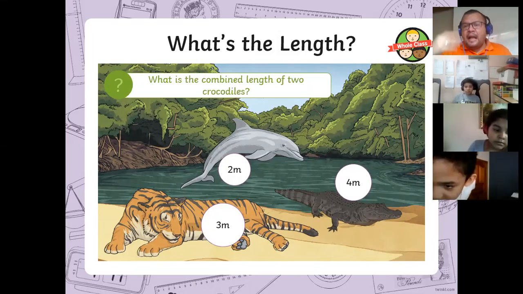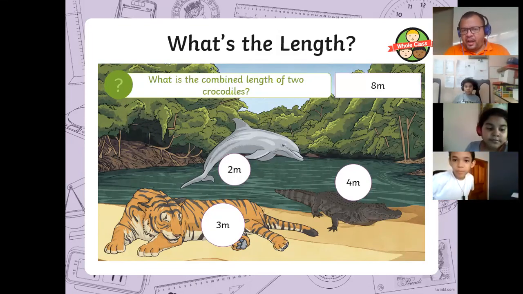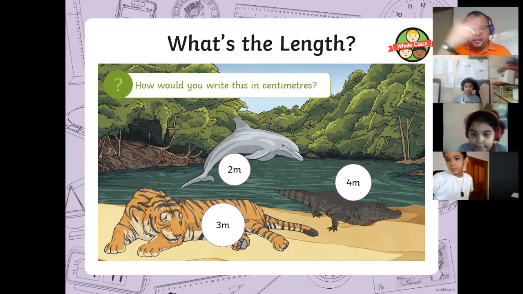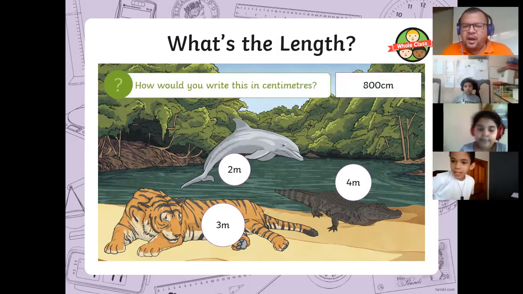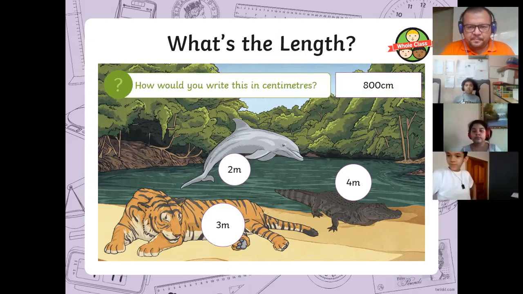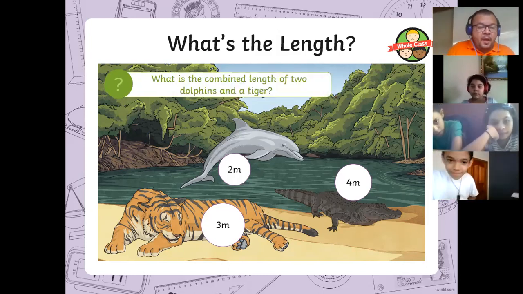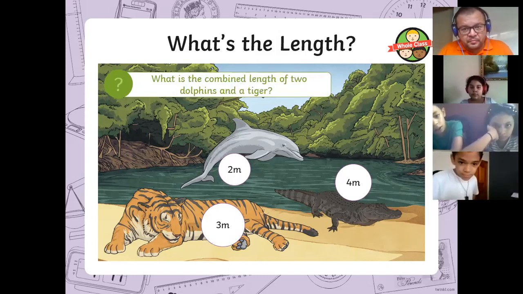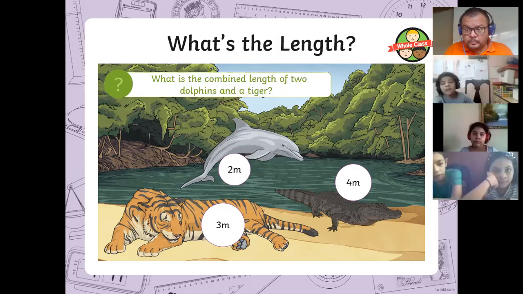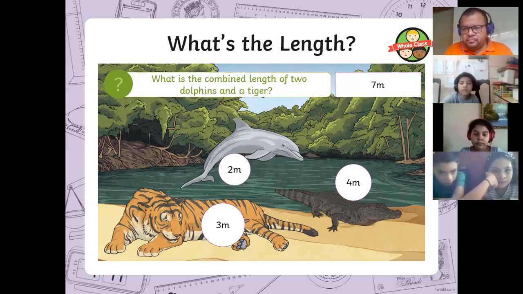What is the combined length of two crocodiles? 8 meters. In centimeters, 800 centimeters. In millimeters, 8,000 millimeters. And what is the combined length of two dolphins and a tiger? 7 meters. 700 centimeters.